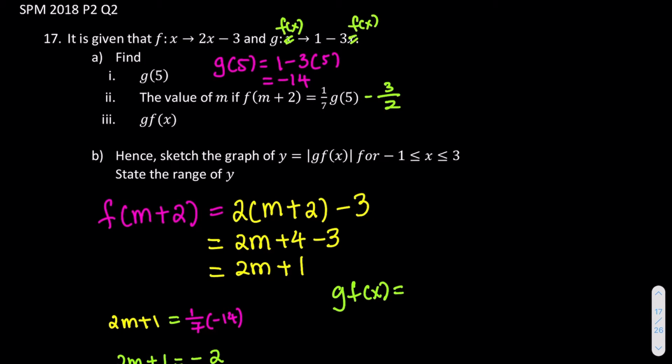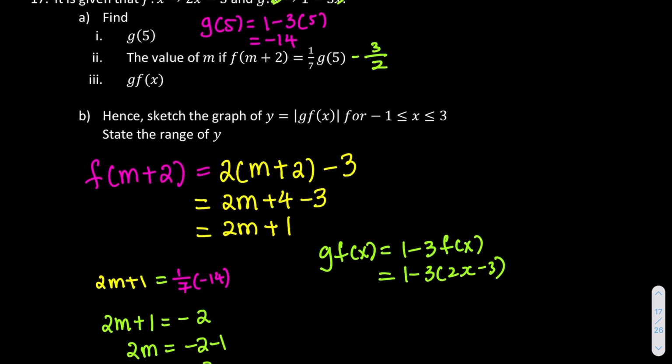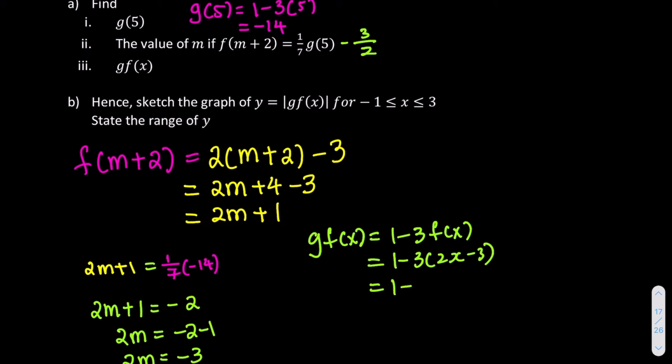So let me write down. It's just 1 minus 3 f of x. But do we know f of x is what? Yes. It's just 2x minus 3. So now we just need to expand. 1 minus 3 times 2x is 6x. Negative 3 times negative 3 is plus 9. So we have 10 minus 6x. So we're done for A.